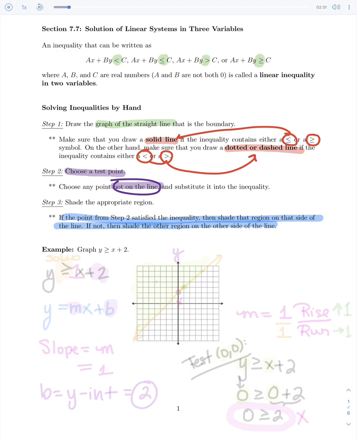On this first graph, we have y is greater than or equal to x plus 2. This is a line. How we know it's a line is because it's in the form y equals mx plus b, which means that whatever's in front of your x is your slope. Well, I don't see anything there, so it's a hidden 1, which means that my slope, my m, is equal to 1. And what else do we know? We also know that our b, our y-intercept, is 2.